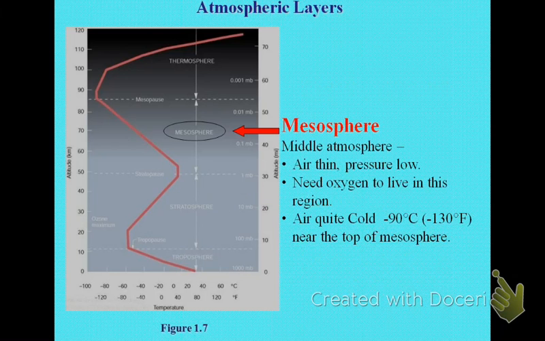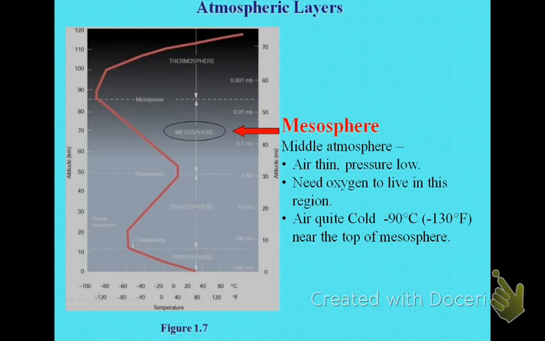So our next layer of atmosphere is called the mesosphere, or think of it like the middle atmosphere. It's the one in the middle, if you have the exosphere on the other end. In the mesosphere, the air is very, very thin. There's hardly any gases or molecules up in this layer of the atmosphere. The pressure is very, very low because there are no molecules weighing you down.